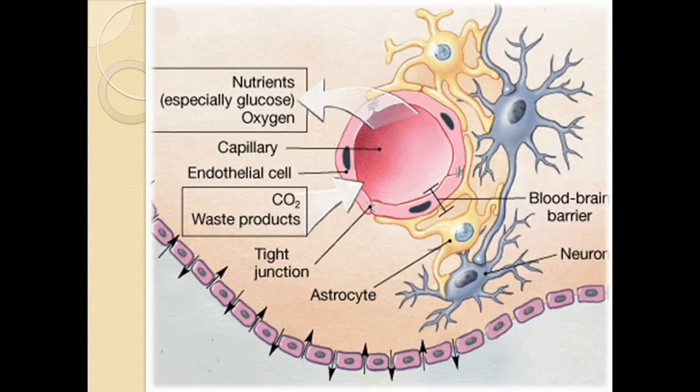The substances that can cross the blood-brain barrier are nutrients, especially glucose, which is the main source of nutrition to the brain cells. We also have oxygen, and we have CO2, the waste product, which can exit the brain tissue.